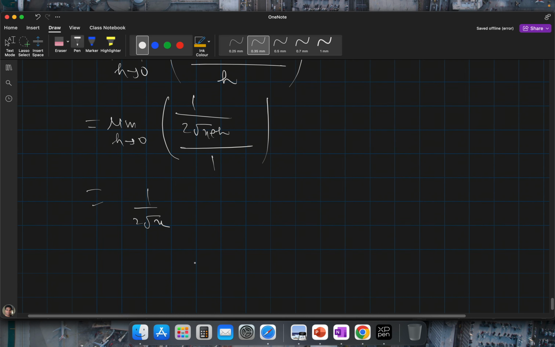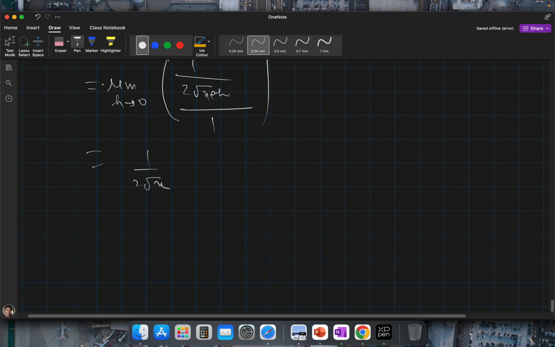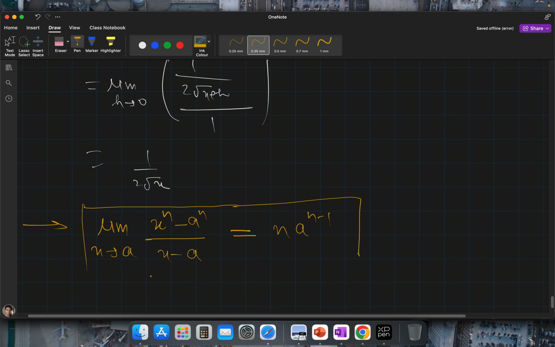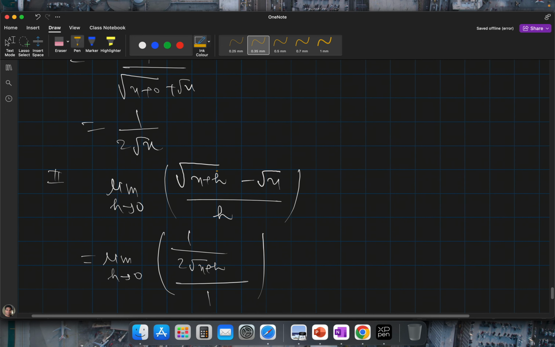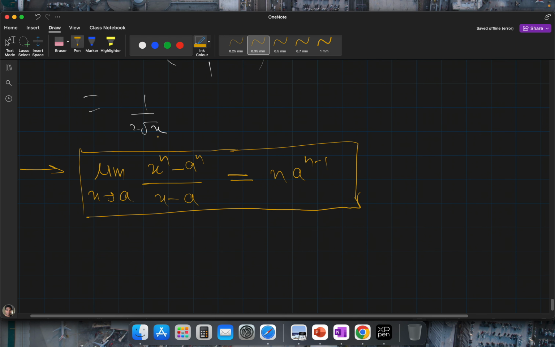Okay, now let's move to one standard formula, that is limit x tends to a, x raised to the power n minus a raised to the power n divided by x minus a will be actually equal to n times a raised to the power n minus 1. This is the very standard formula. So this problem can also be solved using this.